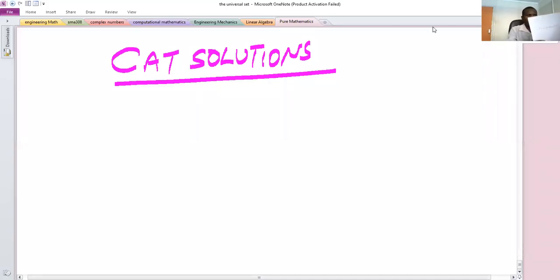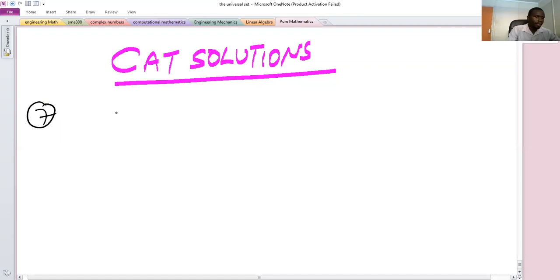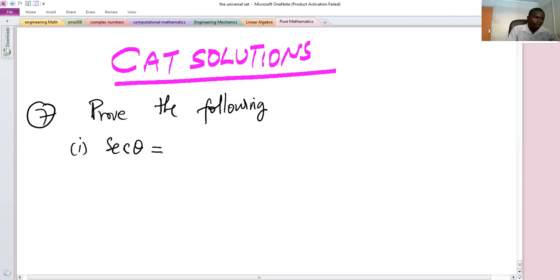Welcome back. So let's give the solution to the next question. So problem 7 says, prove the following: 1, sec theta is given by tan theta plus cosine of theta divided by 1 plus sine theta.